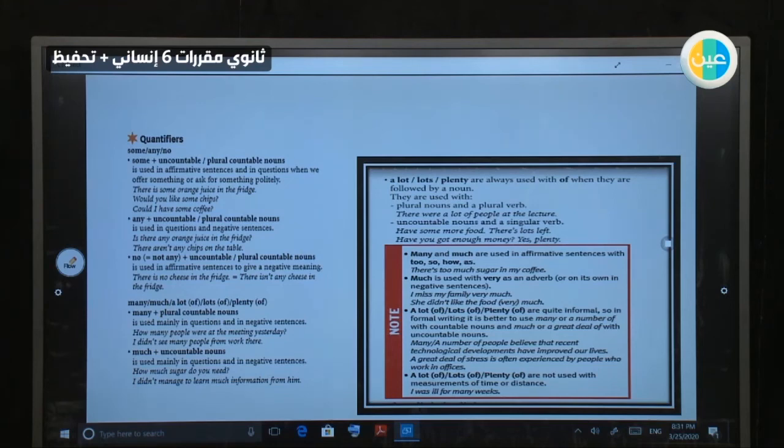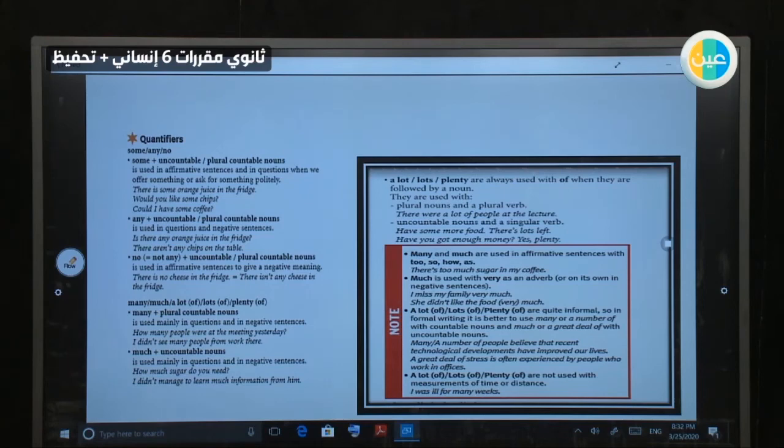You have also any with uncountable or plural countable nouns, like is there any orange juice? It comes just with questions and negatives, not affirmative statements. There are not any chips. Also we have no. And no means not any, but it comes in an affirmative sentence to give a negative meaning. There is no cheese in the fridge means there is not any cheese in the fridge.